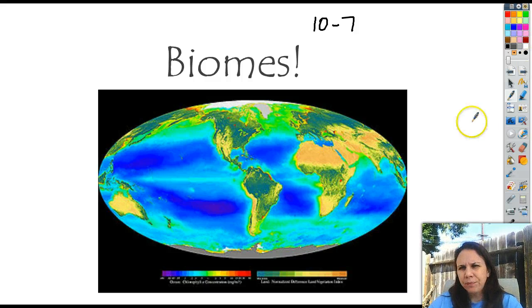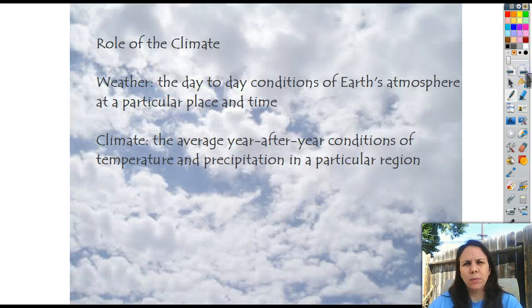So biomes, but a little bit of intro material before that. As you guys know, biomes are large collections of ecosystems that we have all over the world, and they're all similar in terms of temperature and climate and precipitation and animals and plants and things like that. The reason why we have all these different biomes all over the world is because of the climate. So we need a little bit of pre-information as to what the difference between weather and climate is and how that affects.